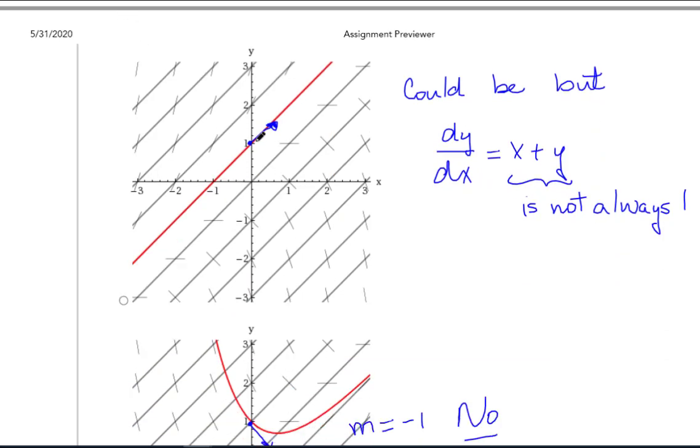In this one, we say, well, why couldn't it be this one? Because y at 0 is 1. This has a slope of 1. But what you notice here is wherever you move, the slope is always 1 on these lines. And in this case, well, that just isn't true because this slope changes as we move from place to place.